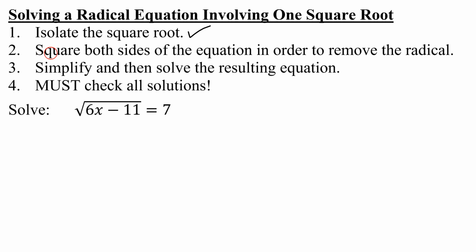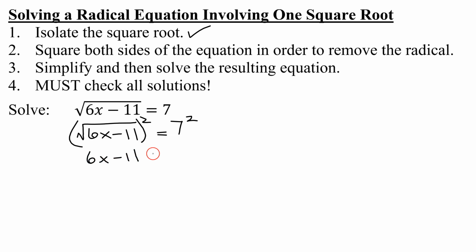Step 2 says to square both sides of the equation in order to remove the radical. So I am going to square the left-hand side and square the right-hand side. Well, on the left-hand side, what do you get when you square a square root? They're going to undo each other. You just get left with the radicand, which is the fancy name for the thing that lives under the square root sign. So on the left-hand side, I'm just going to get 6x minus 11 equals, on the right-hand side, 7 squared. Well, 7 times 7 is 49. So that is step 2 done.